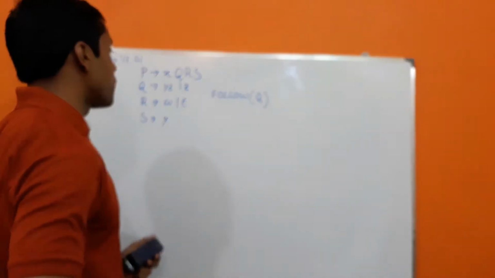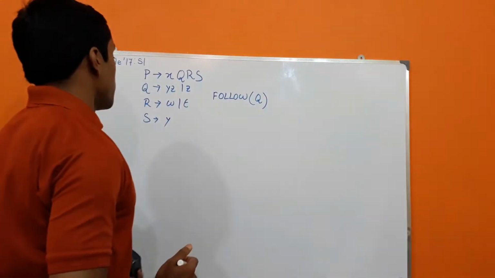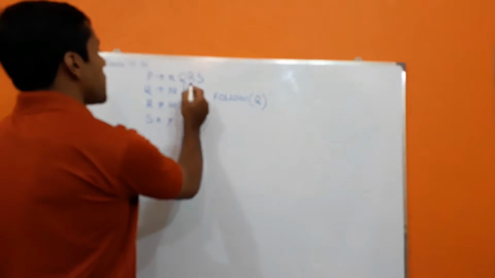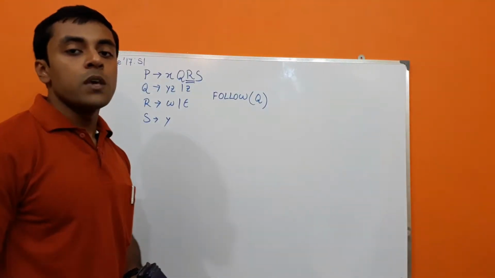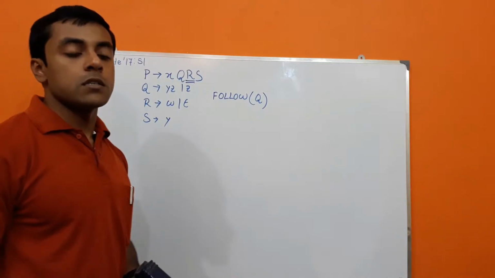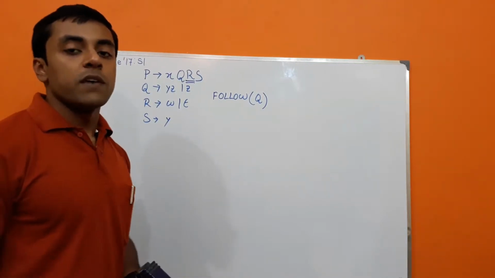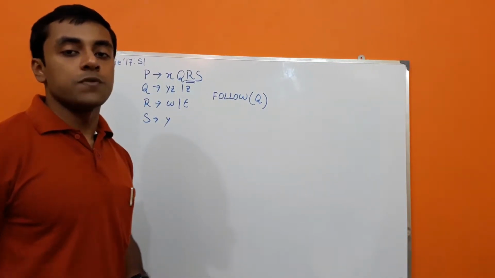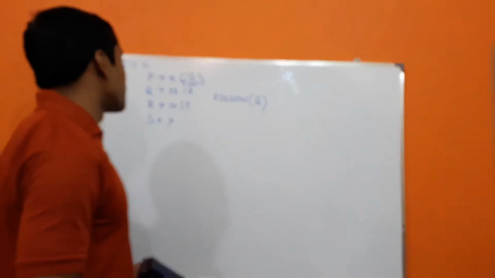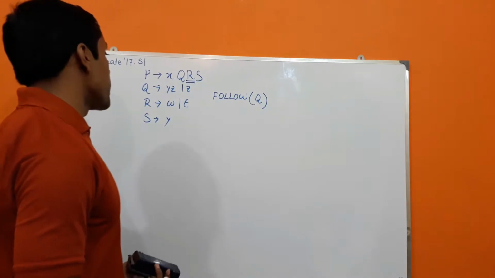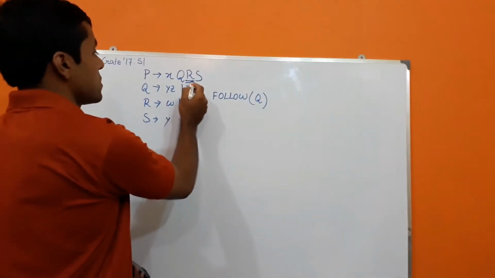Now, to find out follow, we have to find out the first of R. To know more about this, please watch our video on compiler theory, that is on parsing. We have discussed in depth in those videos. So, to obtain the follow of Q, we have to first find out the first of R.